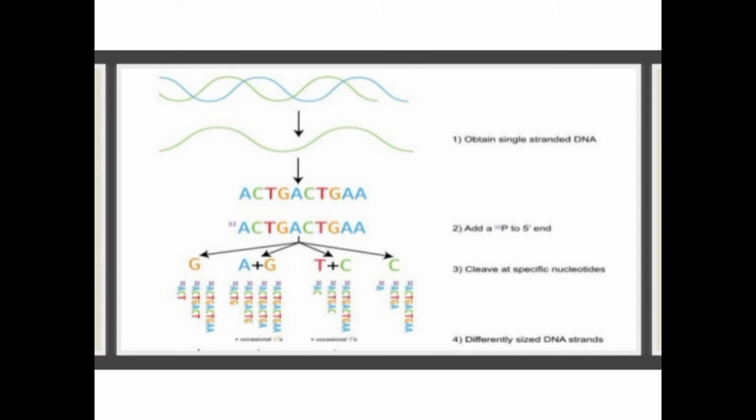The procedure: the double-stranded DNA fragment is separated into single strands by applying high temperature. The 5' end of the DNA fragment is labeled in a kinase reaction using gamma-labeled phosphate. The DNA strand is then cleaved at specific positions using chemical reactions. Now the four reaction tubes have several DNA strands of different sizes.